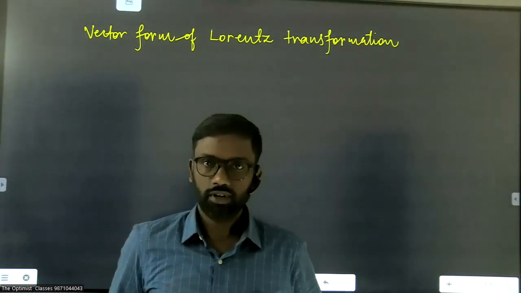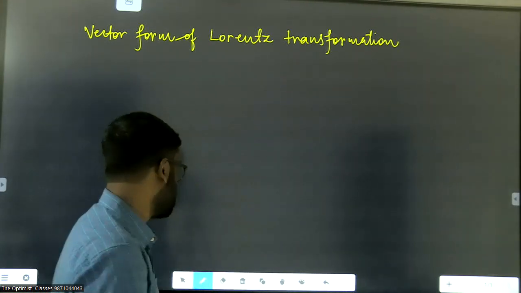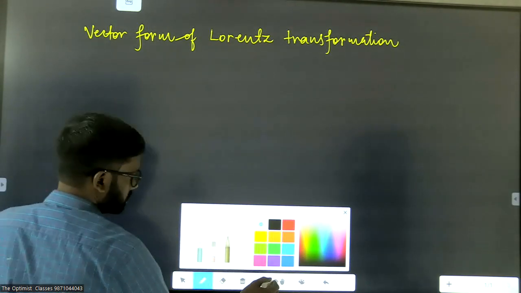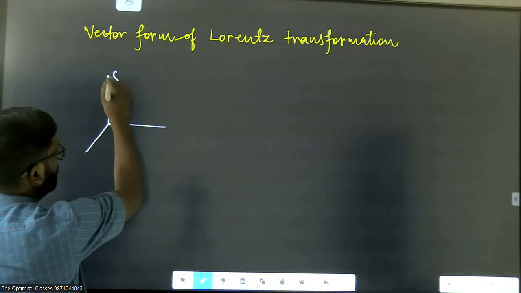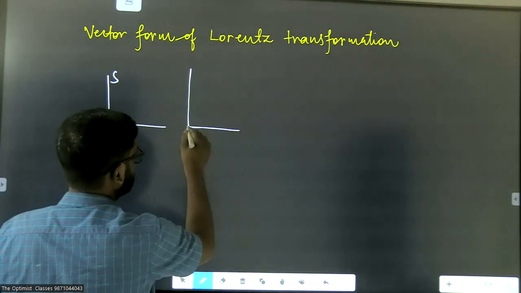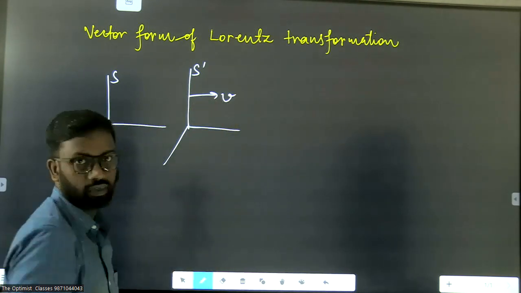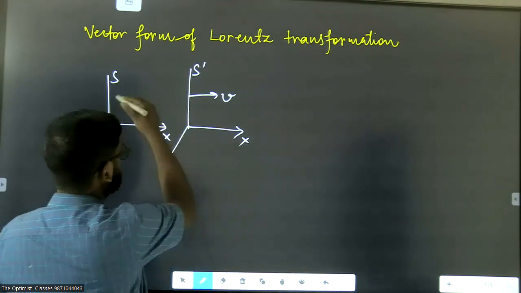Hello, in this video we are going to discuss the vector form of Lorentz transformation. We know that in the special theory of relativity, Lorentz transformation is expressed like this. Suppose there is an S frame and an S dash frame. S dash frame is moving with velocity v in, suppose, the x x dash direction with respect to S.